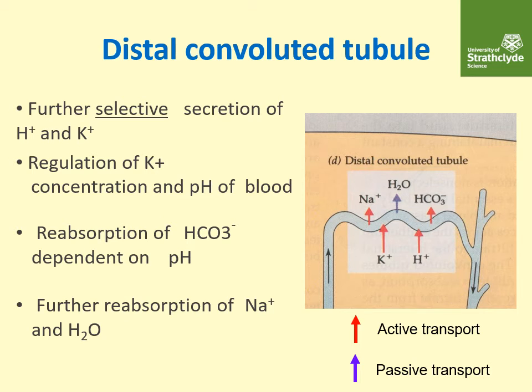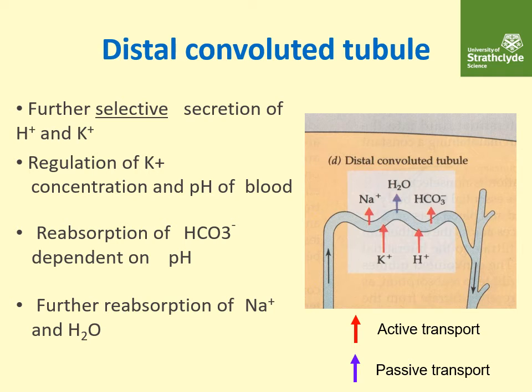Okay, let's look at the distal convoluted tubule. Now the thing about the distal convoluted tubule is that in this diagram and the previous diagrams, the whole nephron's been stretched straight out, so it's like a linear structure. But in fact, the distal convoluted tubule bends back in on itself and it interacts with the afferent part of the blood supply going into the kidney, and I'll tell you why that's important later on. So what we have is more secretion of hydrogen and potassium, regulation of potassium concentration and the blood pH. So some diuretics work in the distal convoluted tubule, and there is reabsorption of hydrogen carbonate, which is sometimes dependent on the pH, and further reabsorption of salt and water.